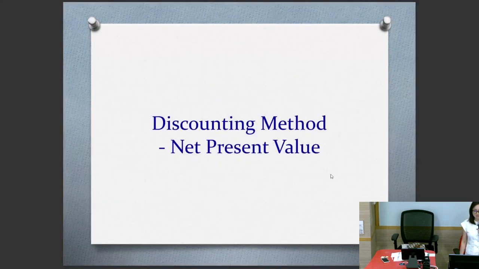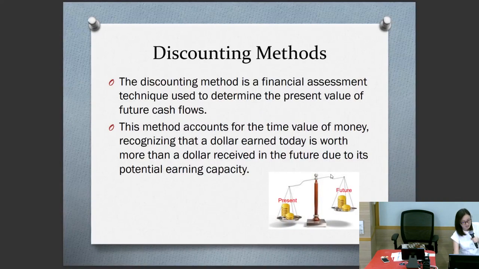And next, we will explain the discounting method. We have learned about the discounting method in the lectures two weeks ago. The discounting method is a financial assessment technique used to determine the present value of future cash flows.